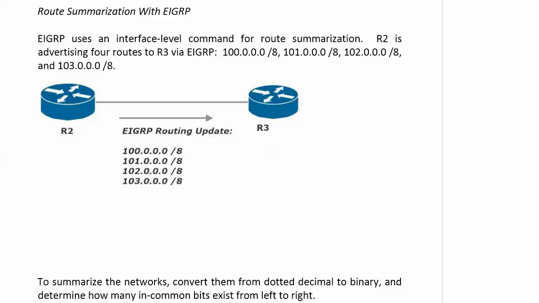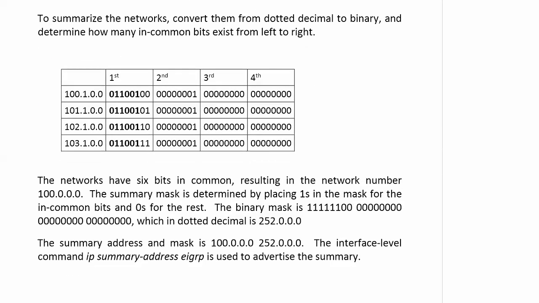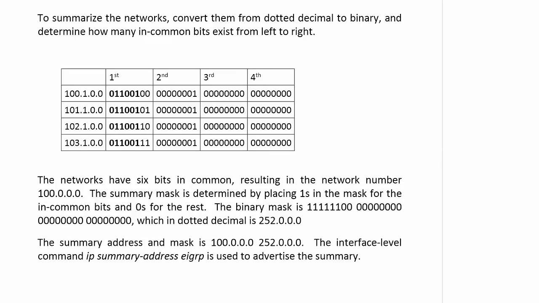Let's jump right into route summarization here in the lab. You can see the networks again are 100, 101, 102, and 103 for the first octet, all with an 8-bit mask. When you broke that down into binary and determined the number of in-common bits from left to right, you should have come up with 6. They have 6 bits in common because the 7th bit is a 0 for the first two networks, 100 and 101, and a 1 for the third and fourth networks, 102 and 103. So we have 6 bits in common, and when we add that up, it's 100.0.0.0.